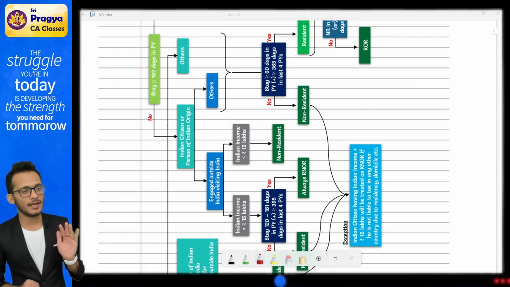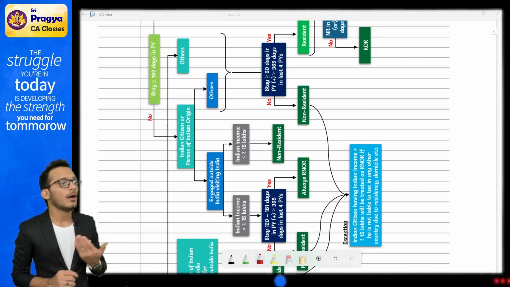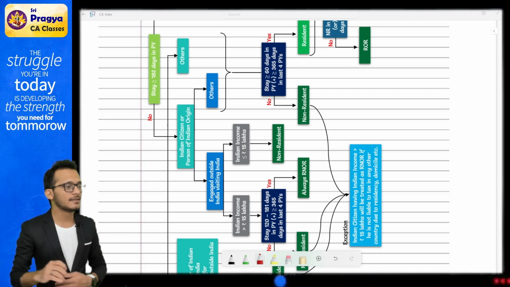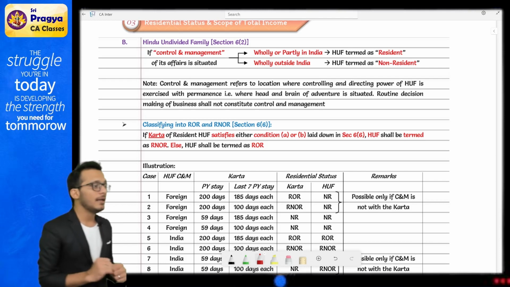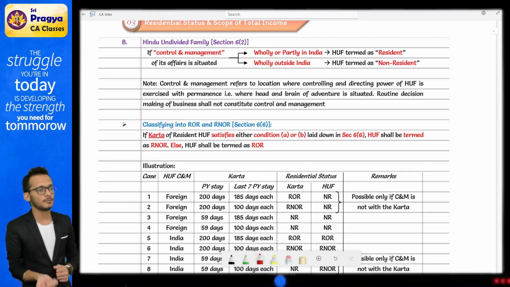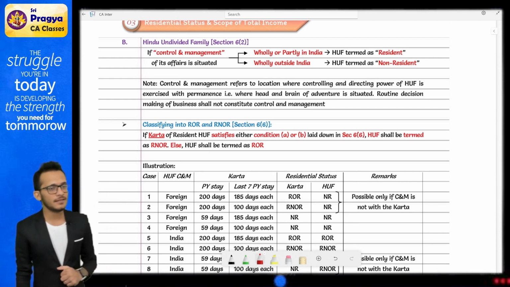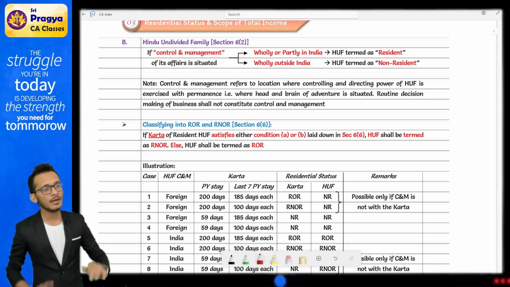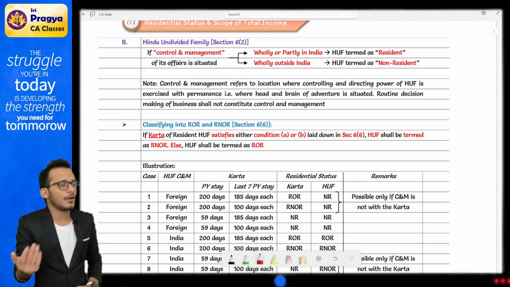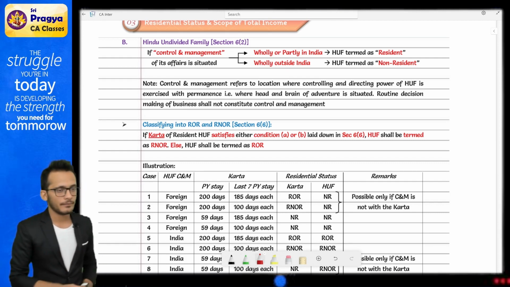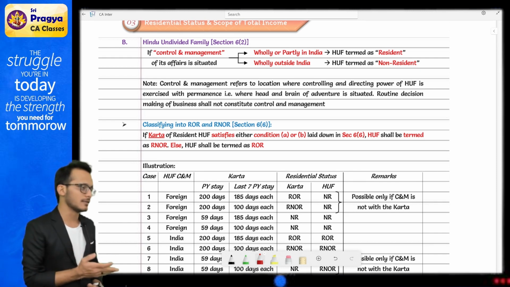Income tax says if you are an HUF, I will check for your control and management. If your control and management is found wholly or partly in India, then it is resident. If it is wholly outside India, then it is non-resident. If I find that the HUF is a resident, I also have to split the HUF into ROR and RNOR. To do so, check the Karta. If the Karta in the last 7 years has been in India for less than 730 days, the HUF becomes RNOR. If the Karta in 9 out of the last 10 years has been non-resident, the HUF becomes RNOR.